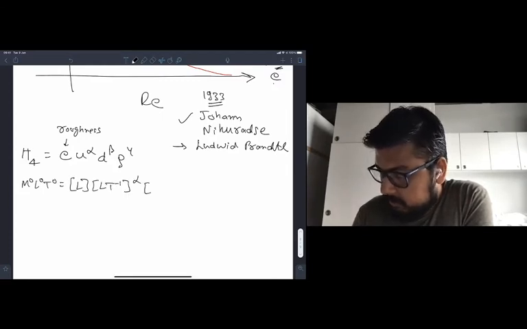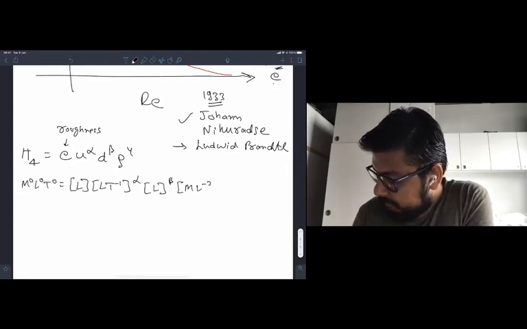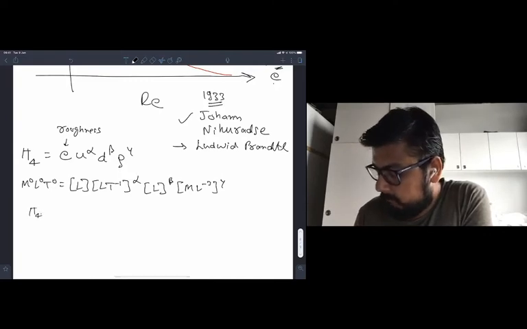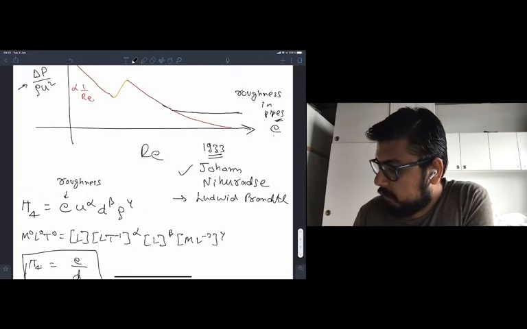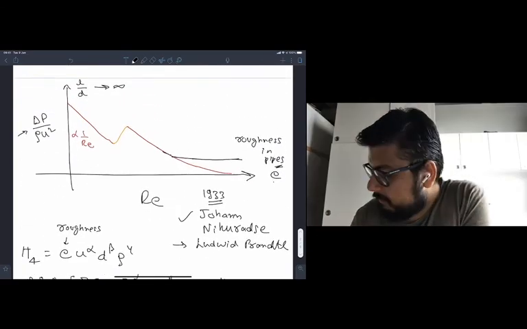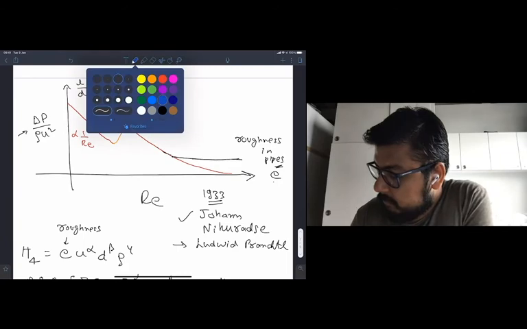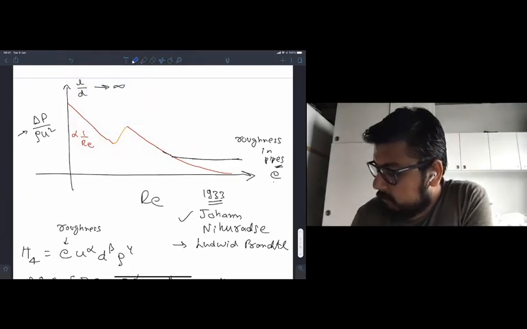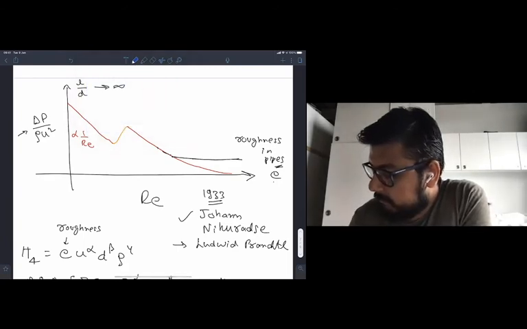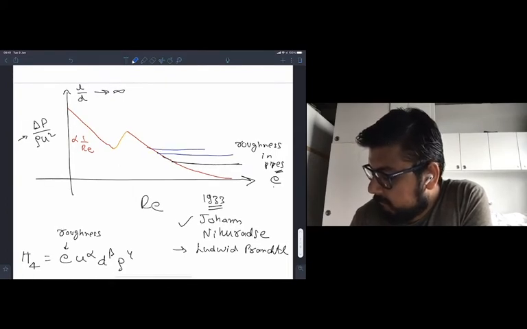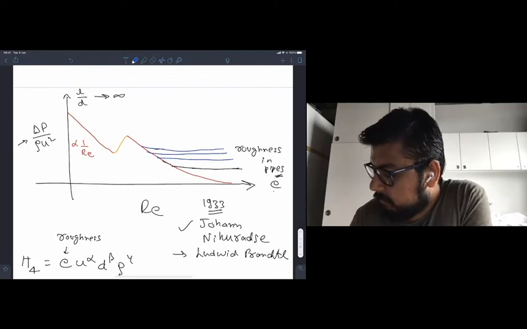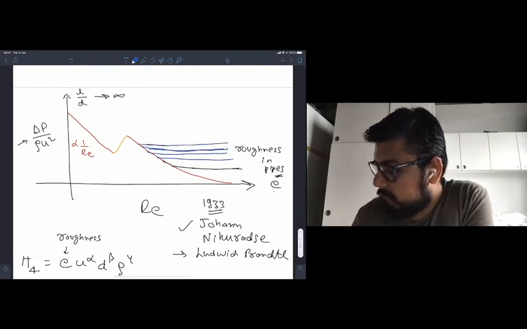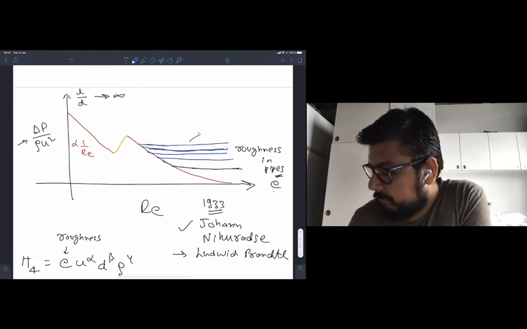Once again, we can do this exercise. And what we will find indeed is that pi 4 is nothing but E upon D. So coming back to this graph, what Johann found out is that at different values of E over D, we can have different constant values of pressure drop as Reynolds goes to infinity.